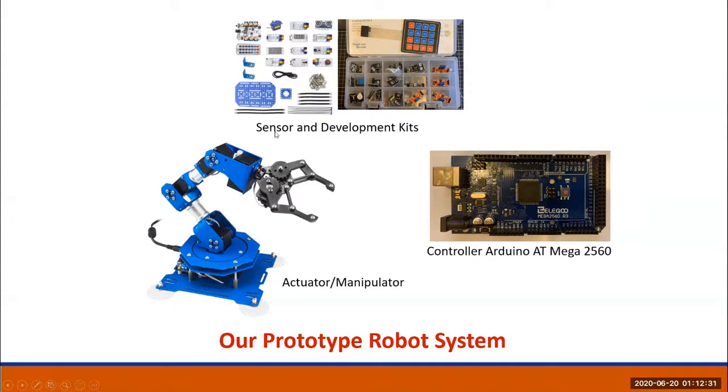And here, for the sensor and development kit, we have the secondary development kit from the Hiwonder or Lewansoul. And we also have the Elegoo Sensors 37 kit. And this one is very powerful as well. And that would be our sensor system.